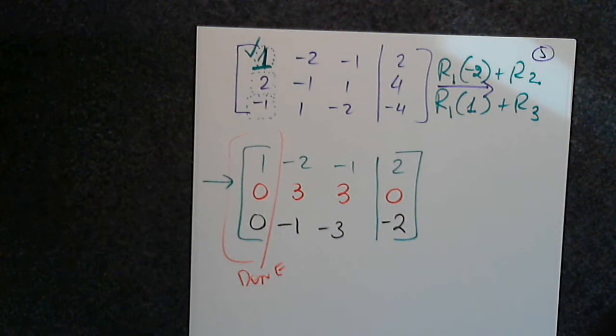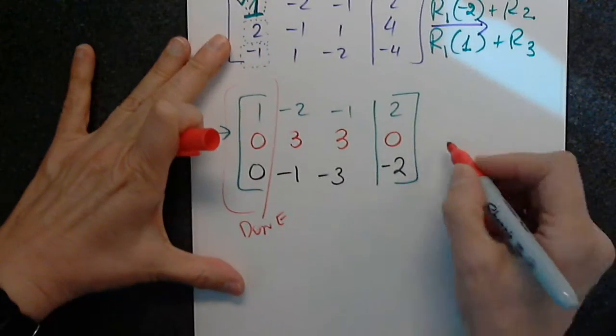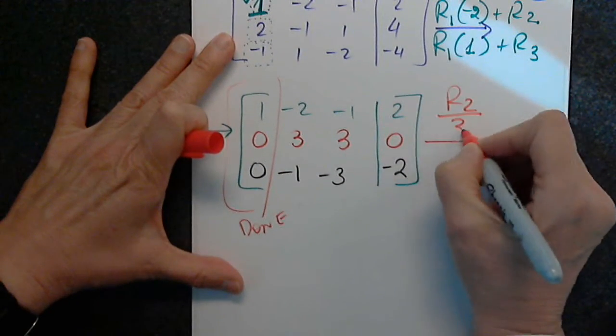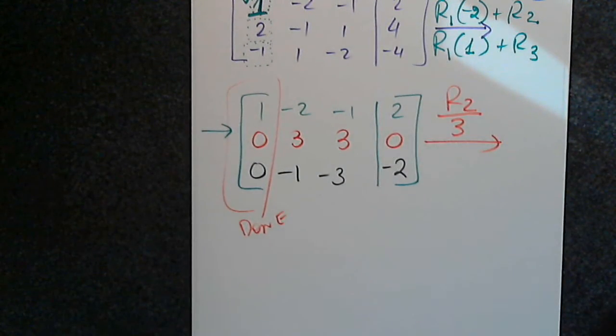Where is my next step? And I can't change that. Your next step is to make that middle 3 a 1. Okay, so let's analyze. Is there a way of making this a 1, keeping in mind that I have 3 possible operations that are allowed? Can you divide by 3? Excellent. I will divide both sides by 3, or the entire row by 3.